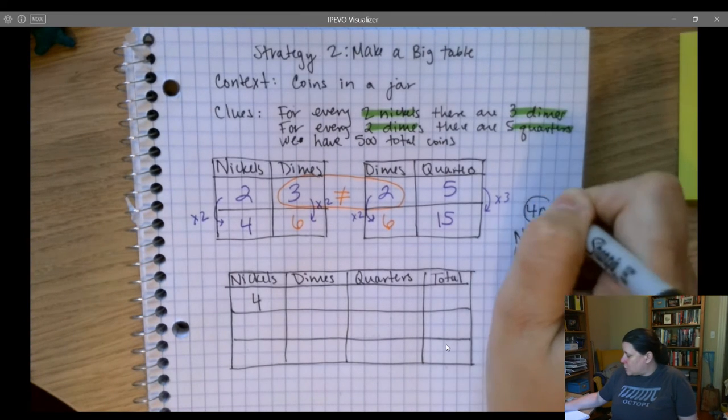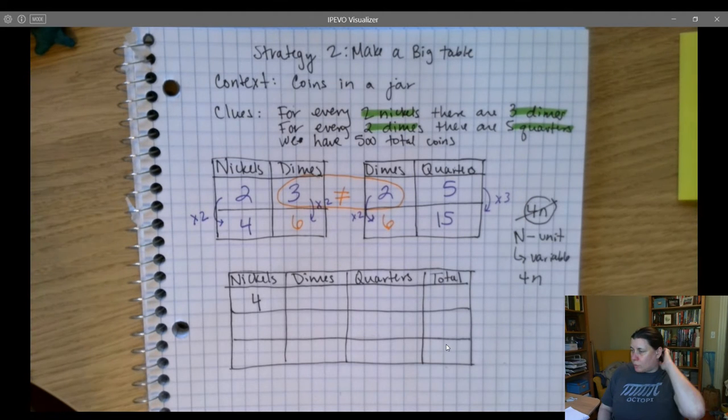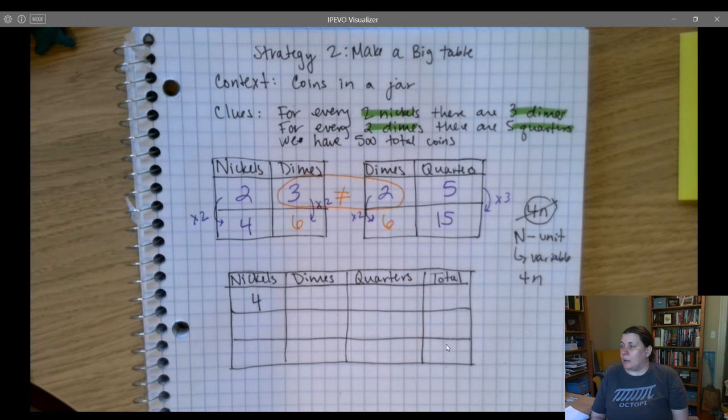So I try to help kids get away from using single letters as units, with the exception of obvious ones like M for meters, L for liters, things like that. But if it's not a standard unit, if they're making up their own units, I encourage them to write out the whole word. Okay, so nickels, dimes, quarters, total.